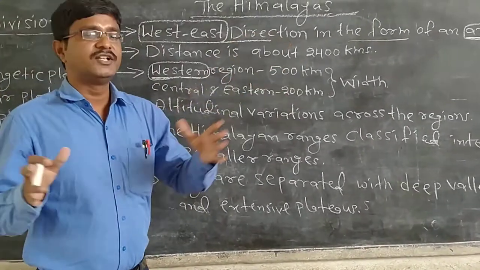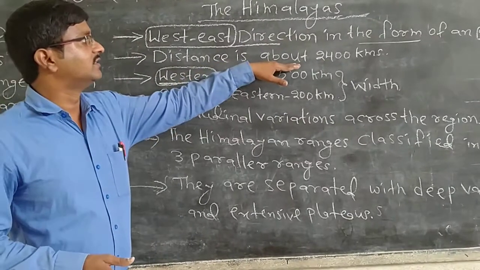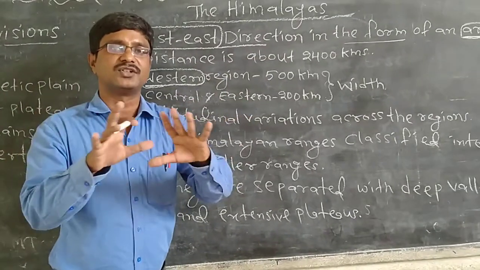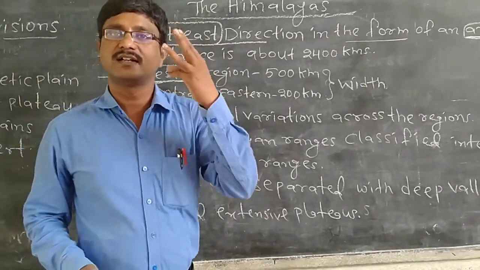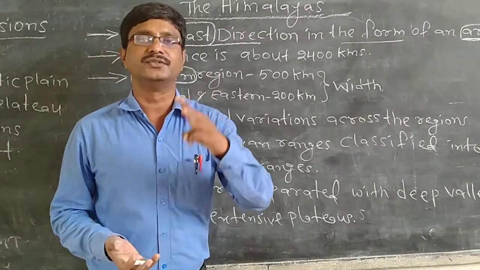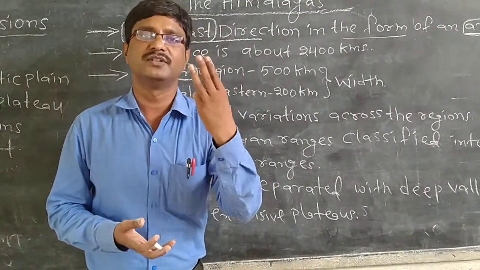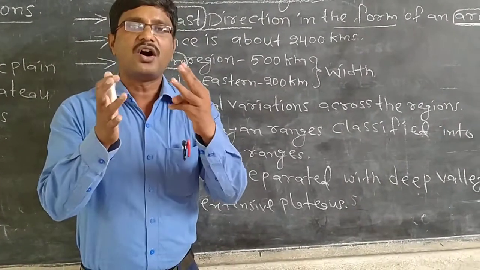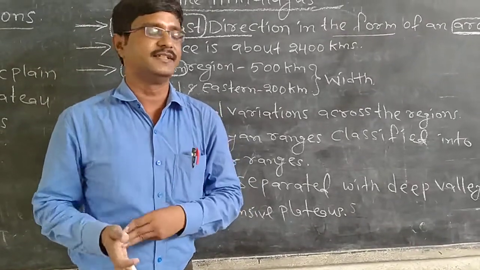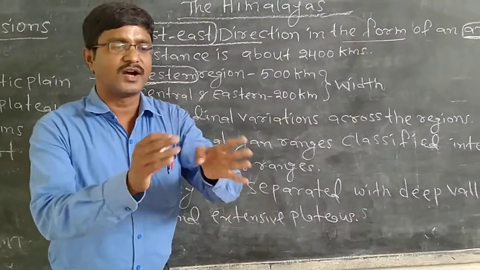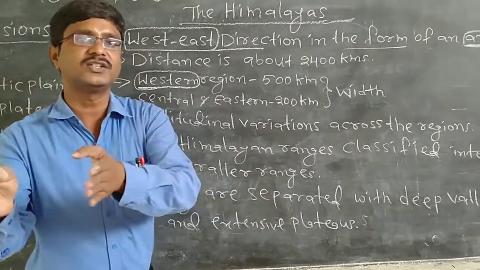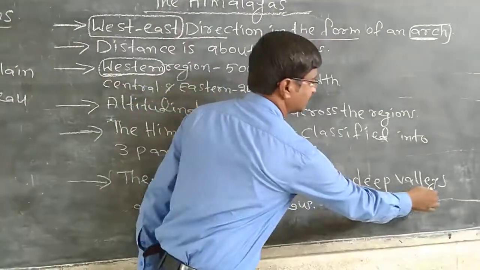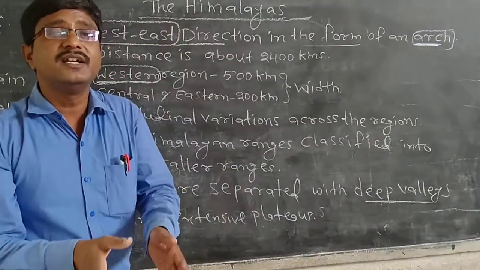So just now I told you, Himalayan mountains spread almost 2,400 kilometers. So the entire Himalayan ranges are classified into three parallel ranges. Himalayan mountains are divided into how many ranges? Three ranges. All the three ranges are separated. One range, second range and third range, all three are separated with valleys. Which kind of valleys? They are very deep valleys.